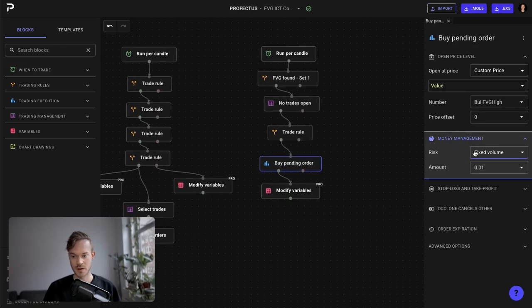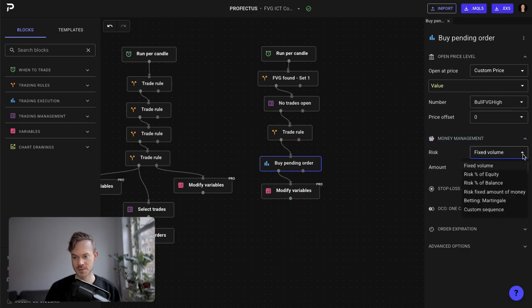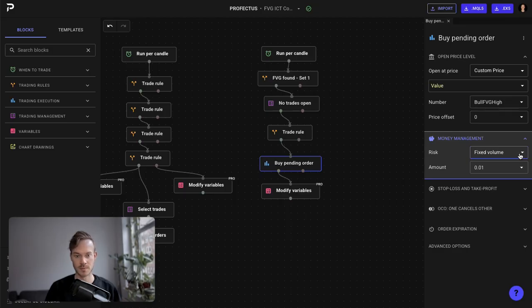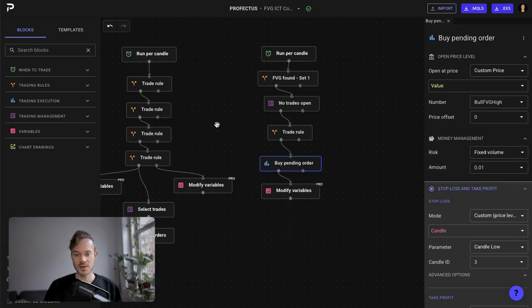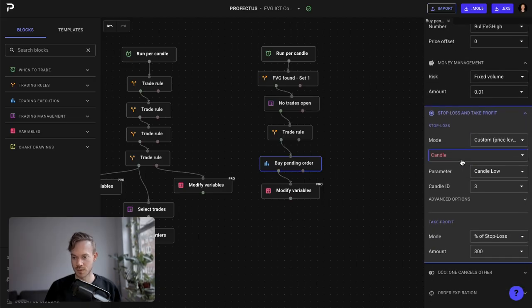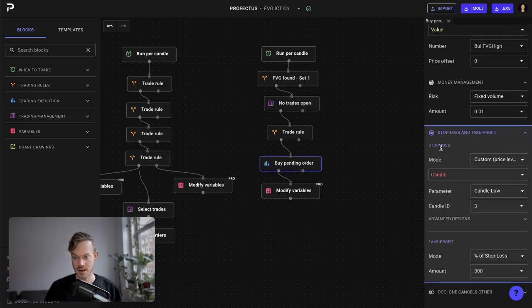The money management, very simple, fixed on the smallest lot size we can get. Of course, you can also get fancy when you're getting access to this trading system yourself by adding, for instance, risk of balance. So you can also make it a variable based on your trading account size. And within the same block, you can also already define your stop loss and take profit levels, which in that case, the stop loss we simply define on the candle low of candle ID number 3.